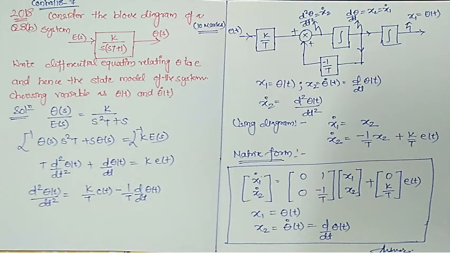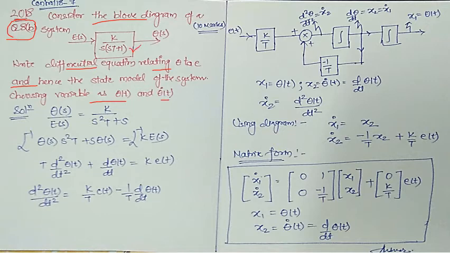Next question of 2018 is question number 8b. Consider the block diagram given here. Write the differential equation relating theta to E, and hence the state model for the system, choosing theta(t) and theta dot(t) as the variables.